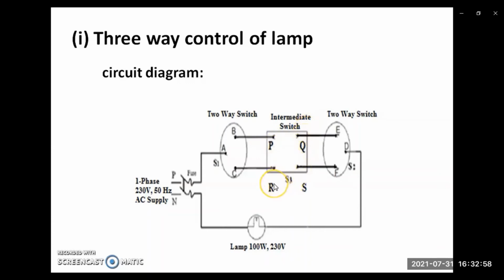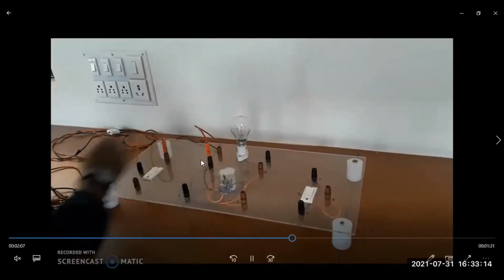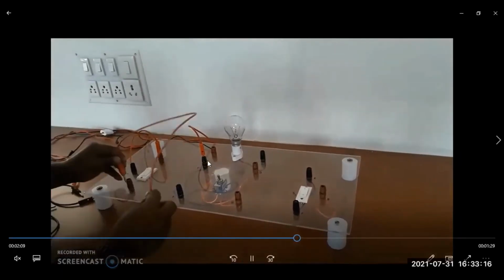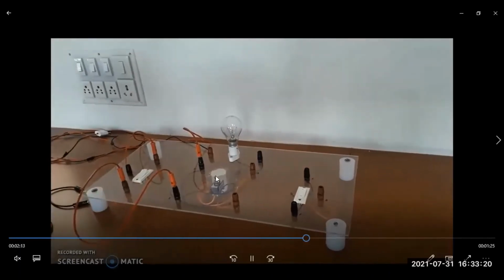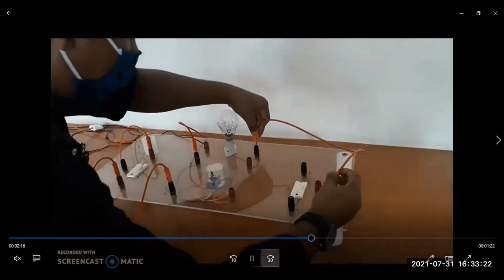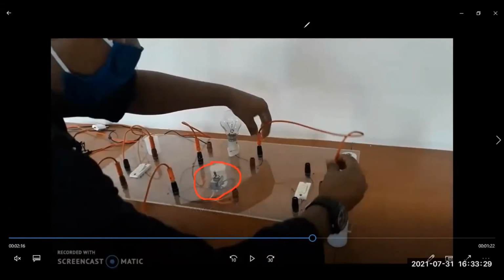Now I am going to point out how to make out the demonstration. Please observe carefully how to perform the connections of three-way control of lamp. You can note down what are the things which are relevant for three-way control of lamp. So I'm going to perform the connection. First, you have to connect these 2 points. Later, in parallel, you can connect these 2 points. This is your intermediate switch. You can see, this is your intermediate switch. Okay, let me continue.